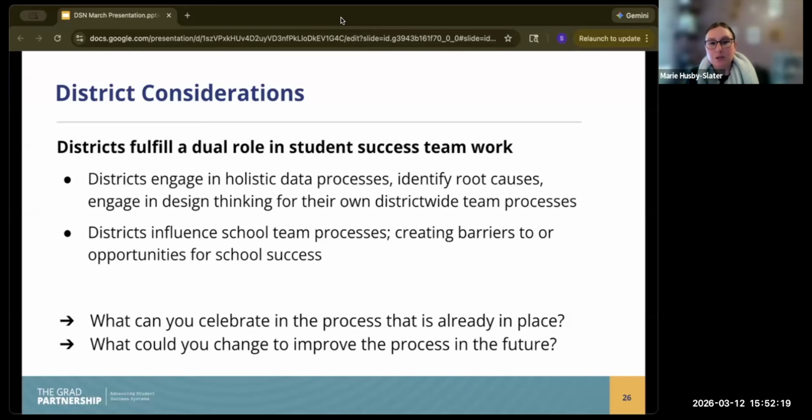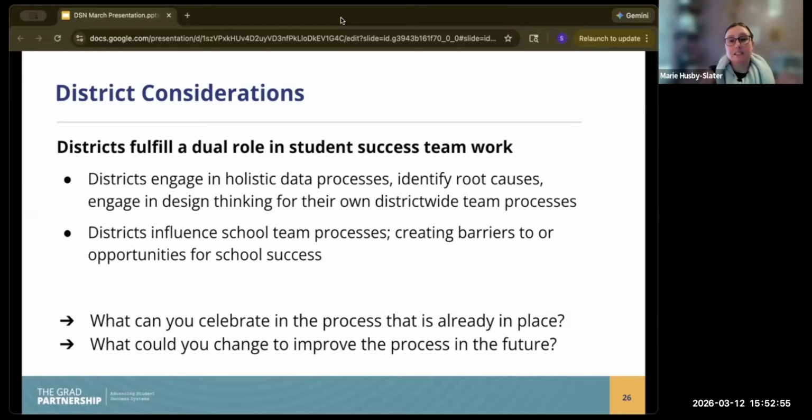And so with that in mind, we know that the network is really intended to engage the district audience. And so we want to take a second to make sure we're focused in on what it looks like when district teams are engaging in these steps, so that we're looking at and considering the team implementation at the district level, right? As the district is implementing student success system teaming processes, engaging in those holistic data processes, doing their own root cause analysis and design thinking.